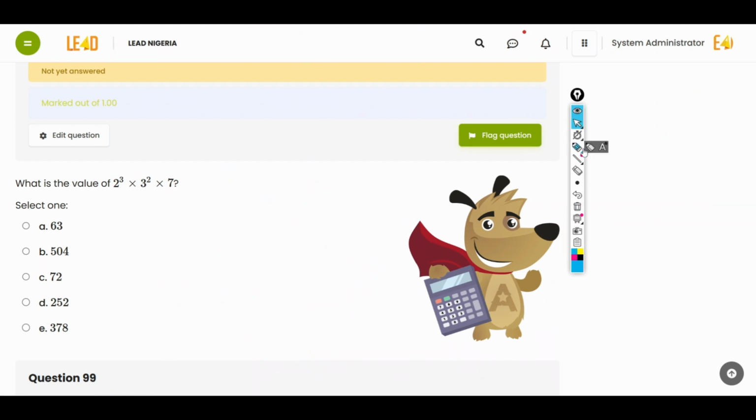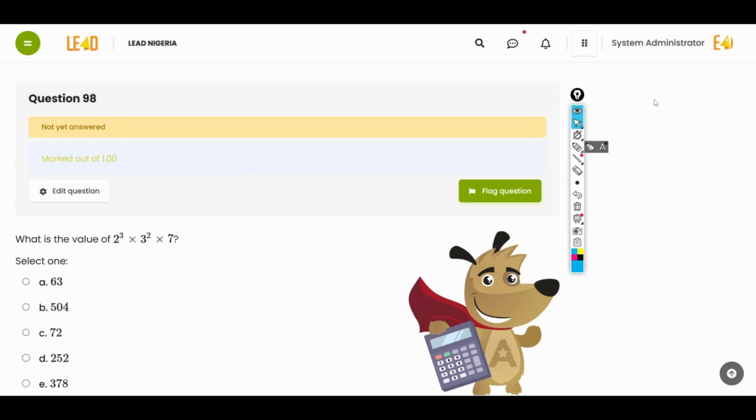Okay, so question 98 says, what is the value of 2 raised to the power of 3 times 3 raised to the power of 2 times 7? That would be 8 times 9 times 7. 2 raised to the power of 3 is 2 times 2 times 2, which is 8. 3 raised to the power of 2 is 3 times 3, which is 9, so times 7.